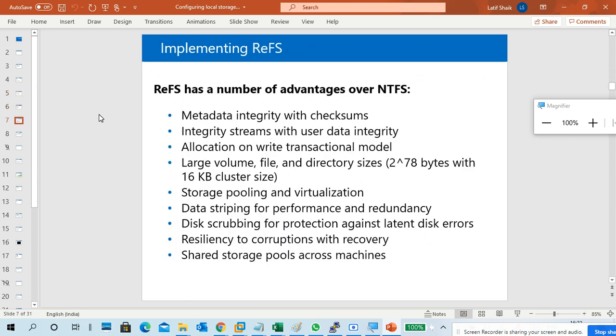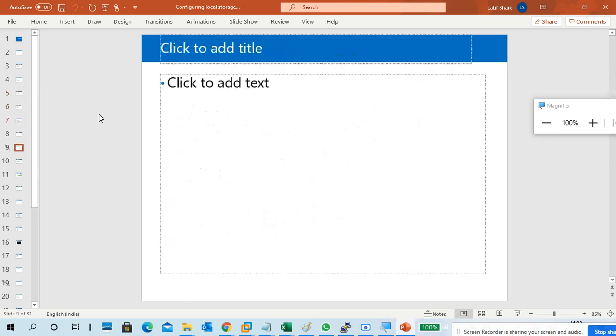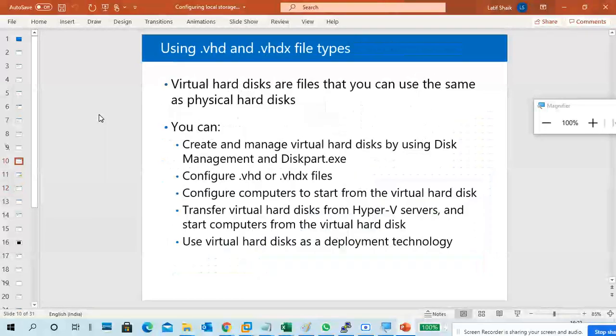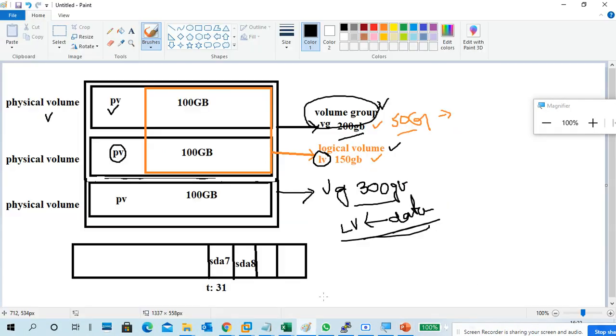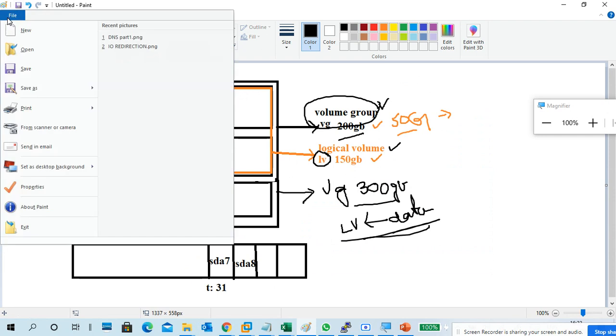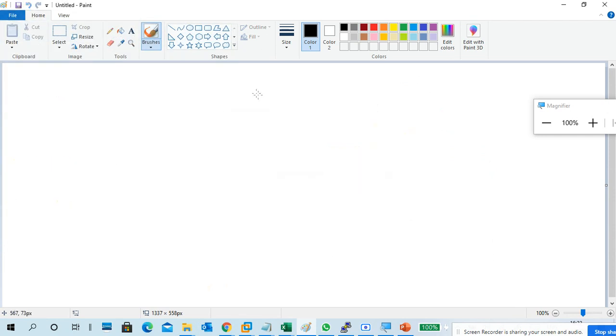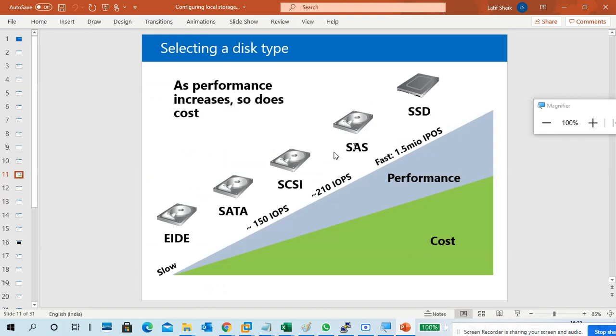So NTFS and FAT file systems are there. This is where the main part we have to discuss, because it contains SCSI. Because of the SCSI, I have to explain this one.